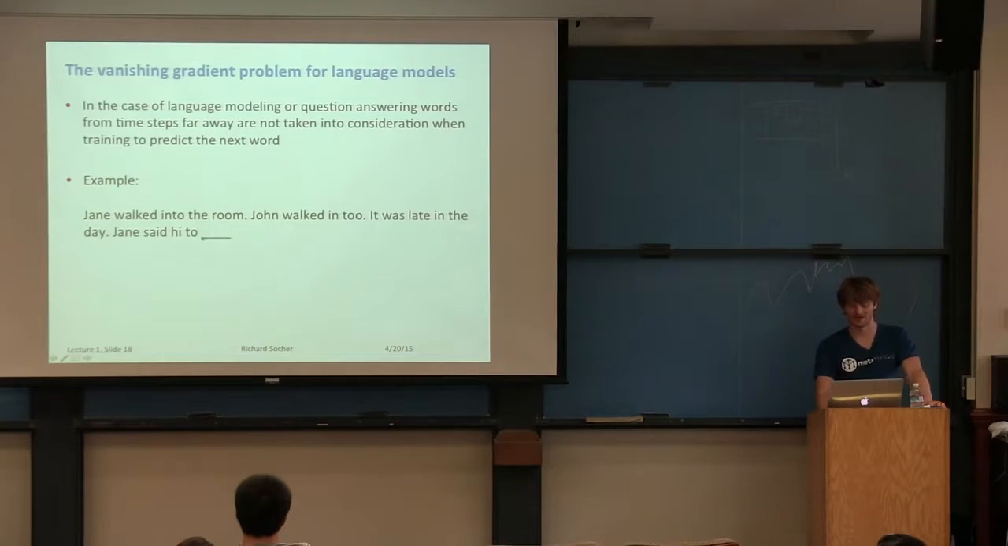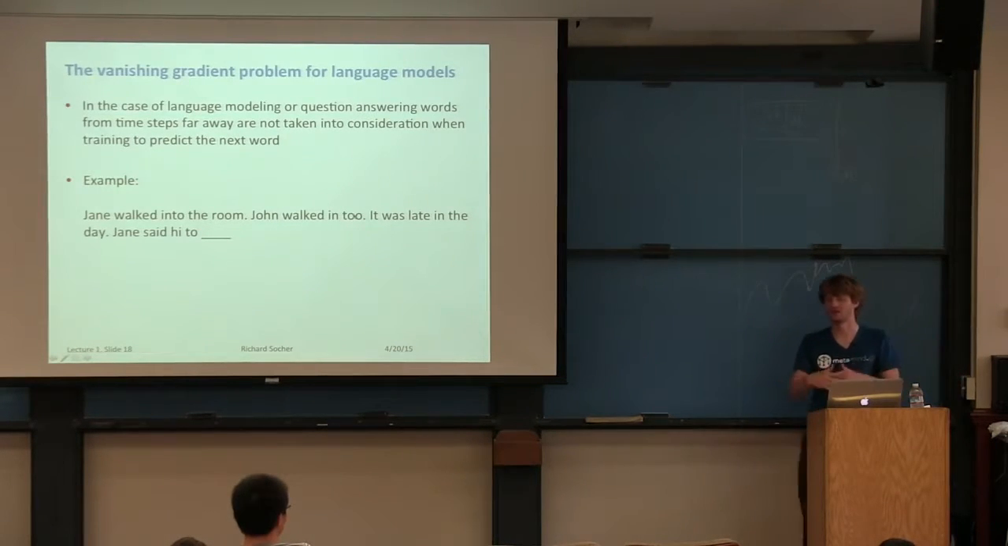And now John happened multiple time steps away. In this case, only like 5 to 10 or so, but really it could be 50, right? You can talk a lot about the room first, and then you would still ideally predict that she would say hi to John.